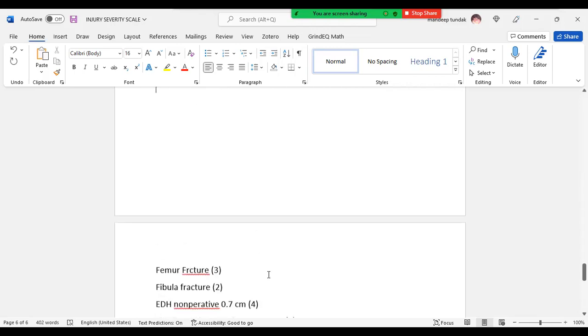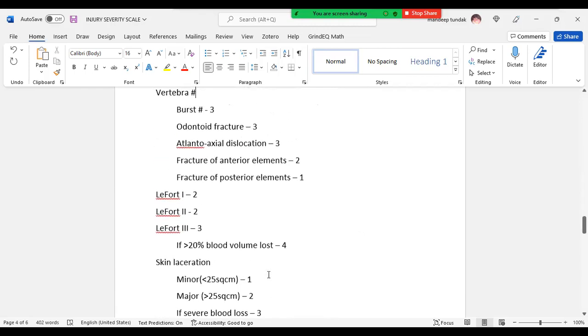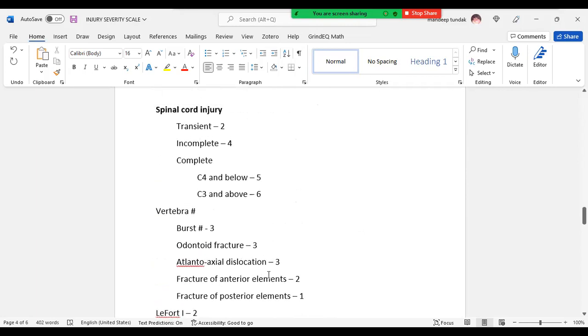If anybody can tell, or I will just go back. Now tell me, C3 anterior element, what is the score? Anybody? Come on, please participate. Otherwise there is no point of doing these discussions. 4. Who is this? Nirav? Yes, sir. Nirav, see, I'm just telling you C3 is the vertebra injury, so you have to calculate from the vertebra, not the spinal cord injury. Okay. So C3 anterior element fracture is 2.